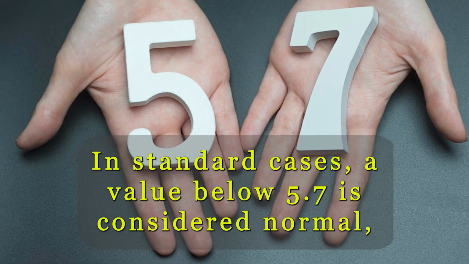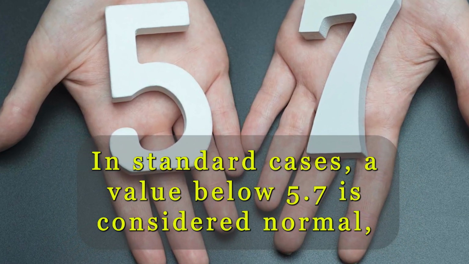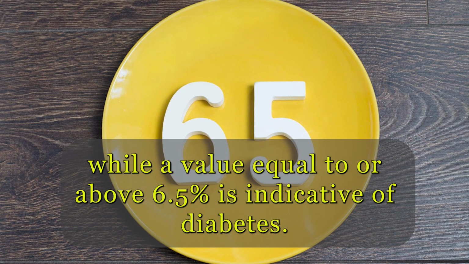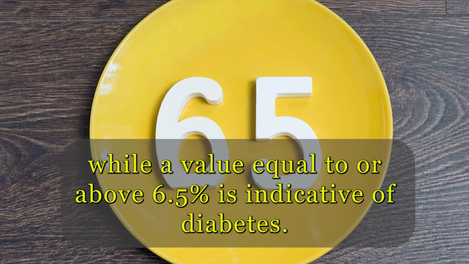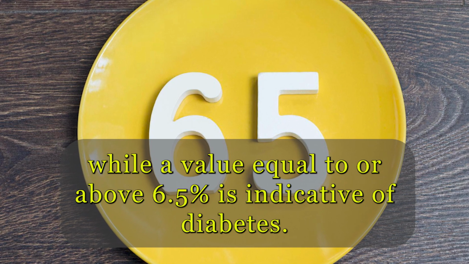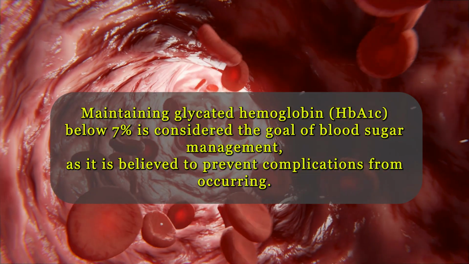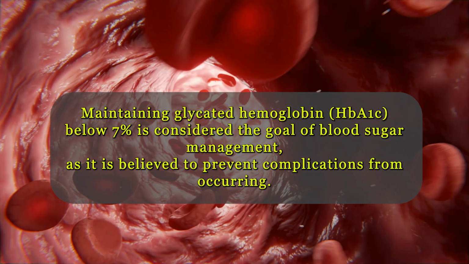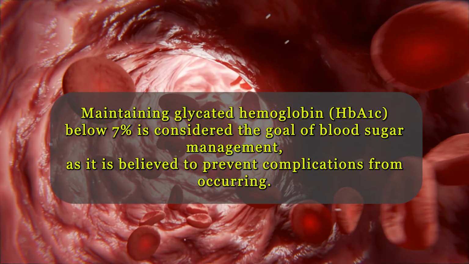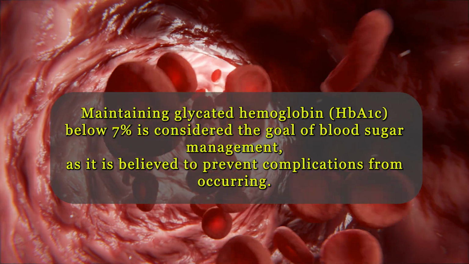In standard cases, a value below 5.7 is considered normal, while a value equal to or above 6.5% is indicative of diabetes. Maintaining glycated hemoglobin, HbA1c, below 7% is considered the goal of blood sugar management, as it is believed to prevent complications from occurring.